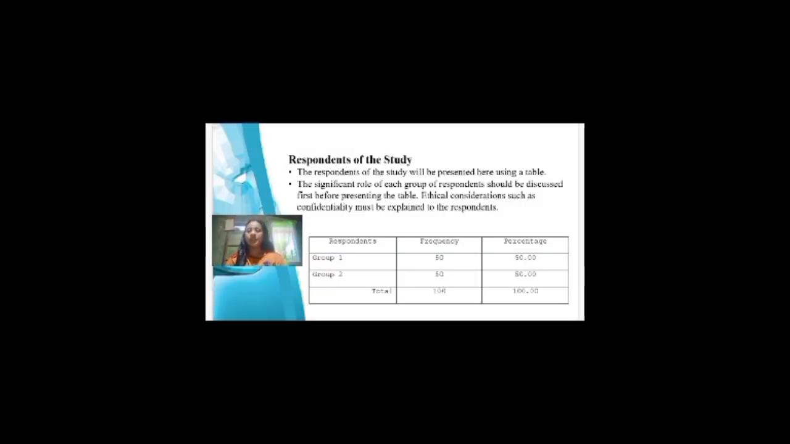Respondents of the study. The respondents of the study will be presented here using a table. The significant role of each group of respondents should be discussed first before presenting the table. Ethical considerations such as confidentiality must be explained to the respondents. Respondents' frequency and percentage. Group 1, 50%. Group 2, 50%. Total of 100.